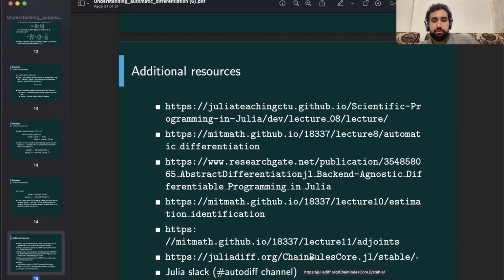And then we have the ChainRulesCore documentation. So this is a very important reference to go to, especially if you're going to use ChainRulesCore to define rules. This will teach you everything you need to know about the syntax of defining rules, and also some more about the math of automatic differentiation.